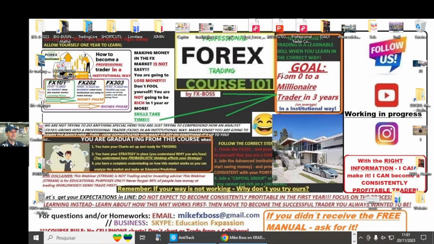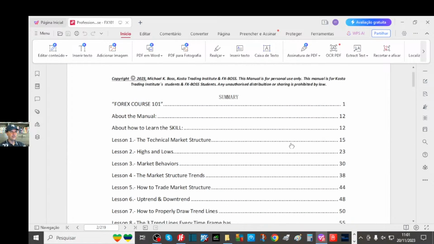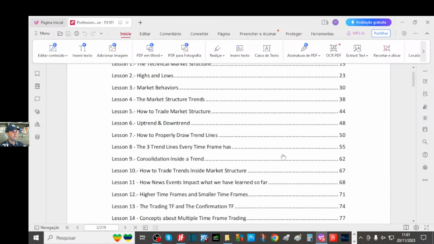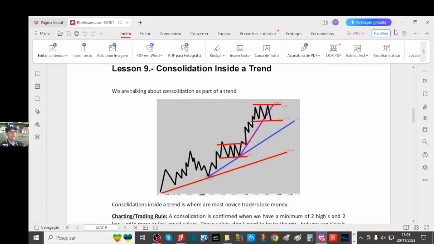Vacation time. Alright, everybody, never forget what our goal is. The goal is to bring you from zero to a millionaire trader in 3 years on average in an institutional way. What is this? First the analyst, then the trader. And we're trying to do this together with the manual. And today we have how to properly do trend lines, and consolidation inside the trend, everybody.